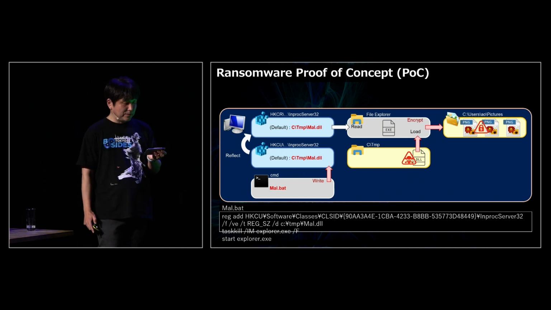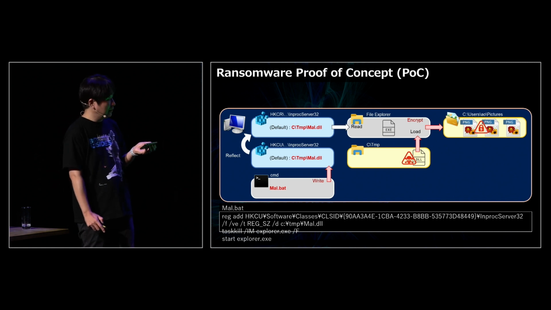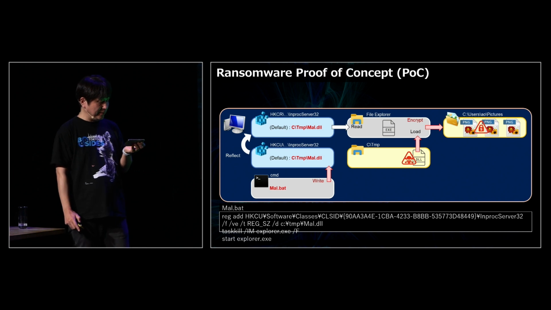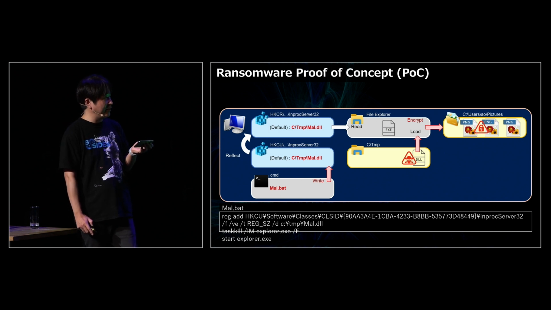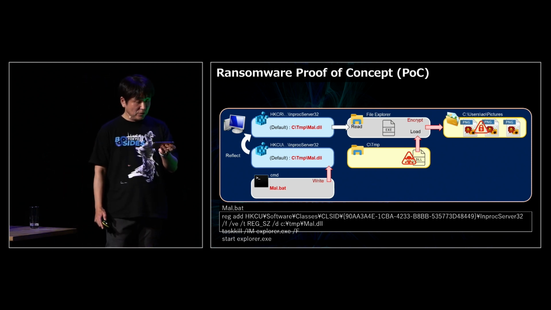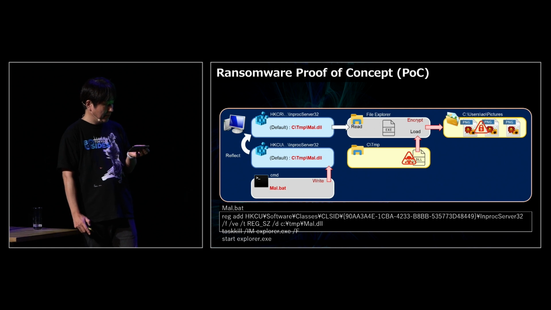So write a batch file with a command to add the path of the malicious DLL to HKCU, and a command to restart File Explorer. When File Explorer is restarted, it loads the malicious DLL. The malicious DLL is executed in the File Explorer process and can encrypt protected files. This completes the ransomware POC.